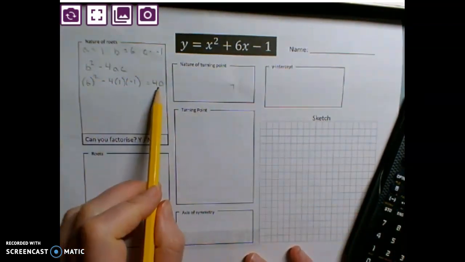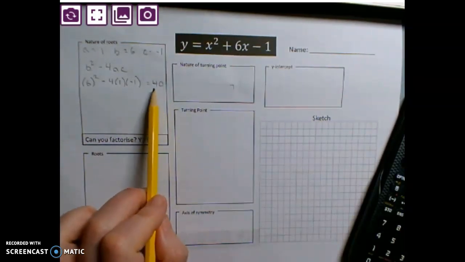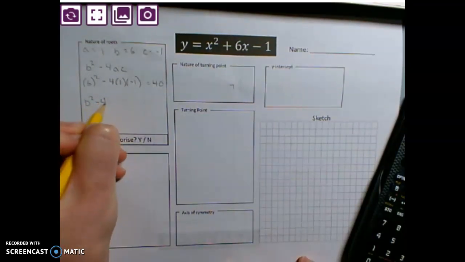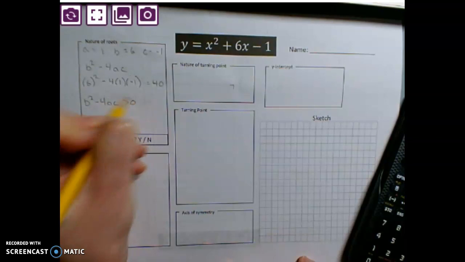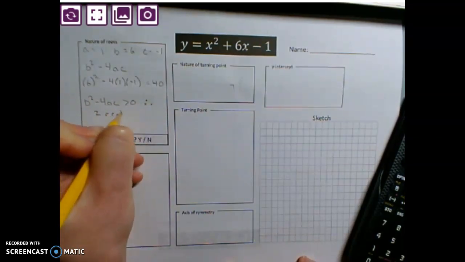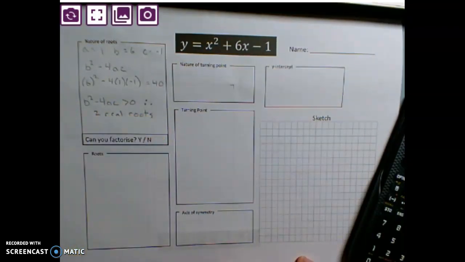Now, what this tells me is that, as it's positive, there are two real distinct roots. So b squared minus 4ac is greater than 0. Therefore, two real roots. Now, from that discriminant, we can go a lot of places.